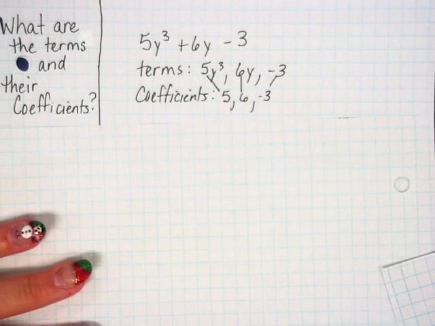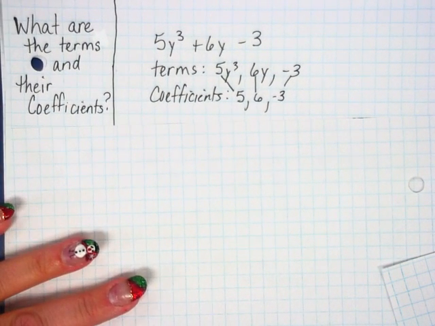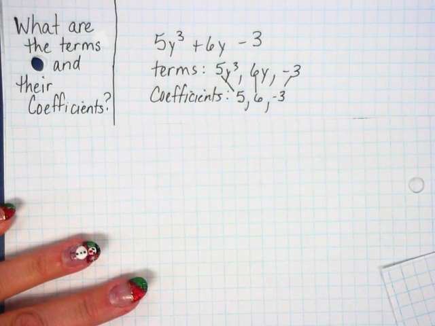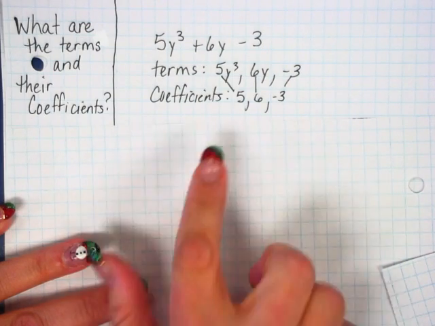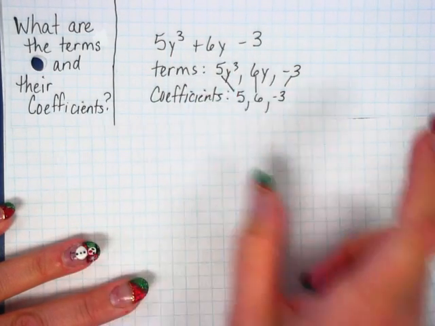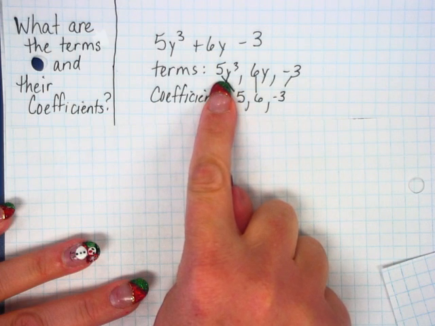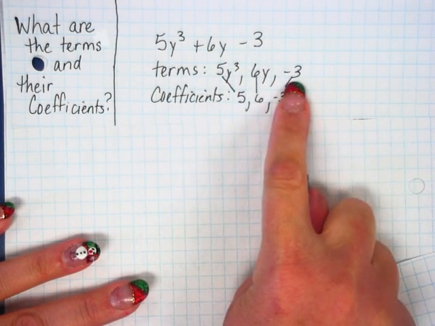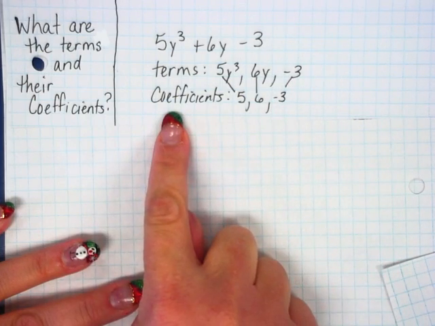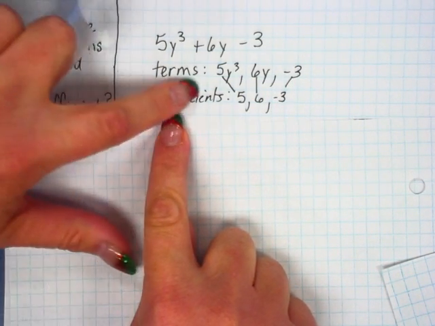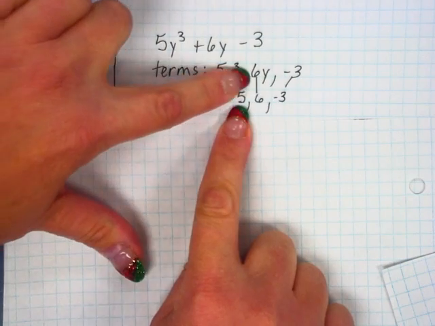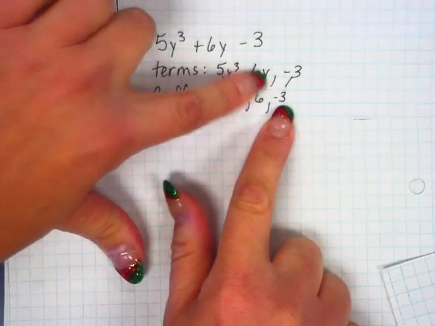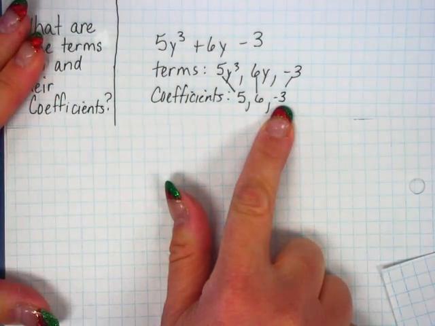So what are the terms and their coefficients? Remember, terms are separated by a plus or a minus sign. So this has 3 terms, 5y to the third, 6y, and negative 3. The coefficients are the numbers. So this one's coefficient is 5. This one's coefficient is 6. This one's coefficient is negative 3.